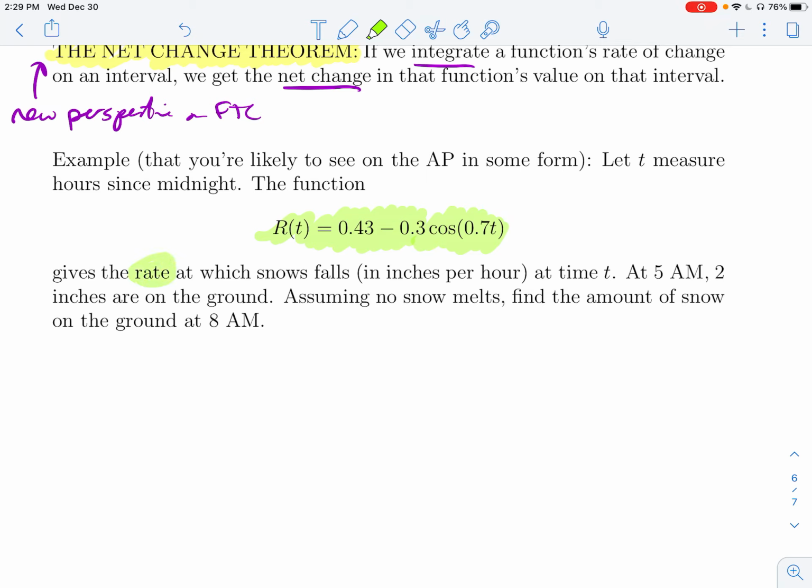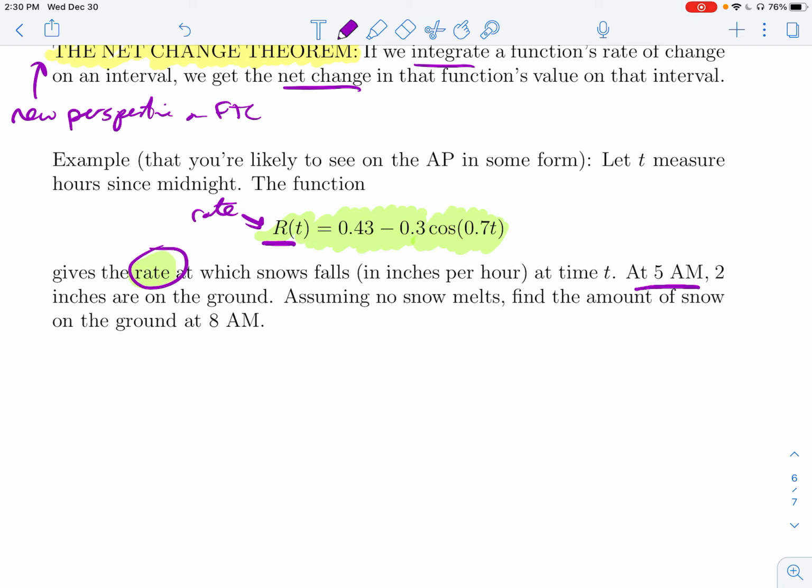Suppose this gives the rate at which snow falls in inches per hour. So let's be really careful. This is a rate. They tell you that very clearly. Read every word. Don't just assume you know what the problem is about. Sometimes the hardest part is just reading, and all the information is there. They are giving you the rate at which snow falls. They tell you at 5 a.m. 2 inches are on the ground. Assuming no snow melts, find the amount of snow on the ground at 8 a.m.